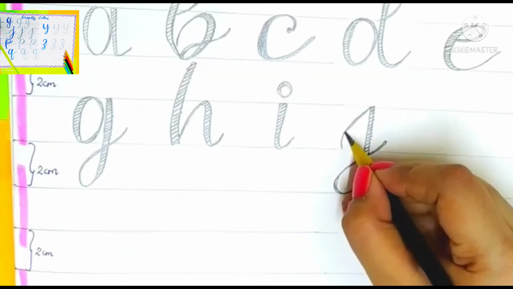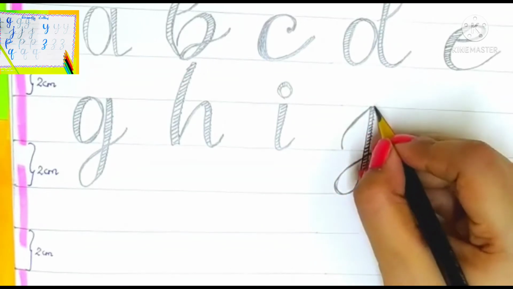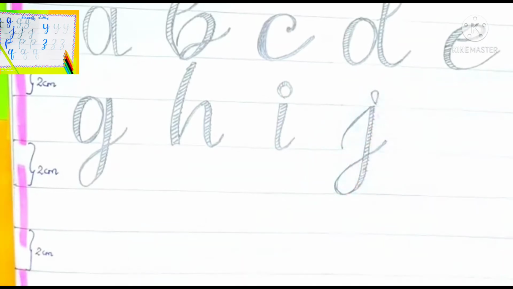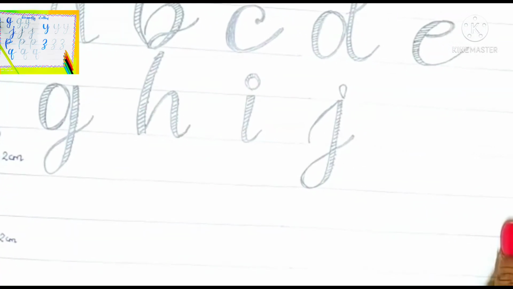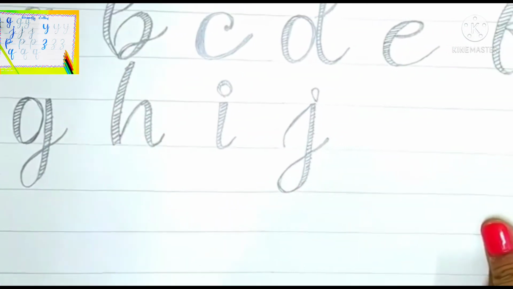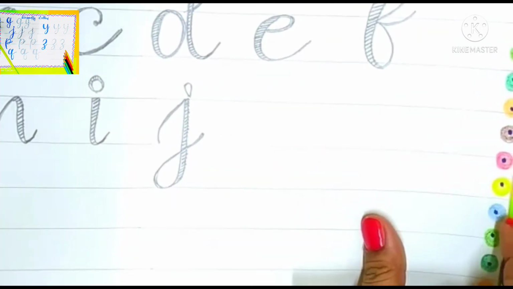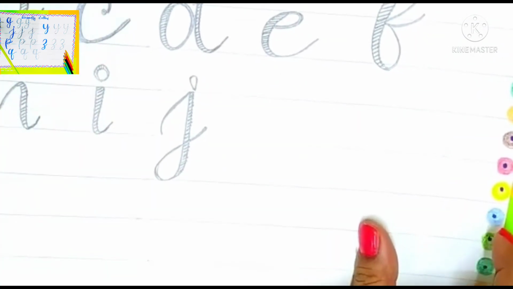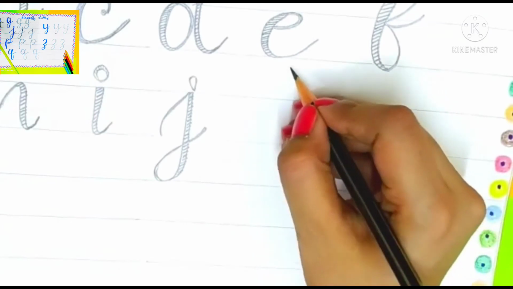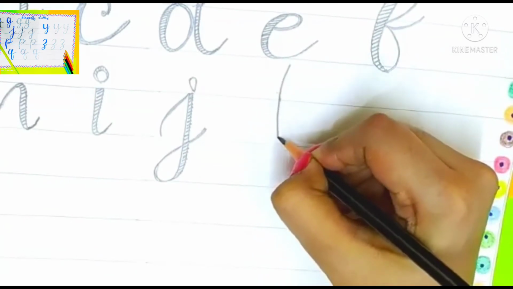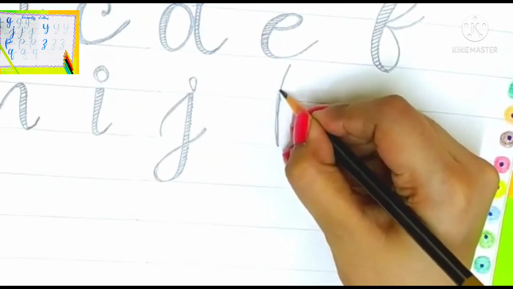Just give a dot to that. Now the next letter comes. It's letter K. So letter K is upward.